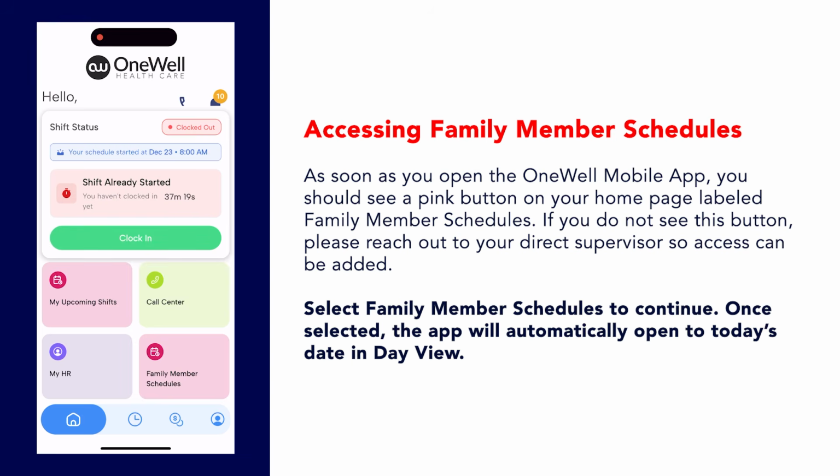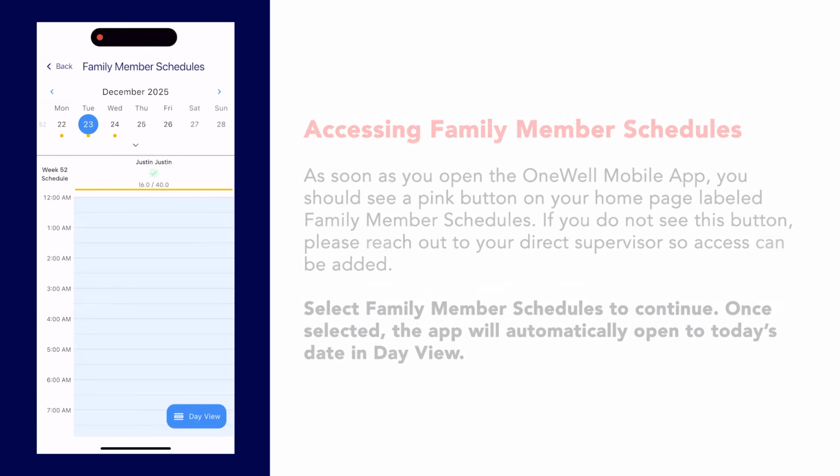Accessing Family Member Schedules. As soon as you open the OneWell mobile app, you should see a pink button on your home page labeled Family Member Schedules. If you do not see this button, please reach out to your direct supervisor so access can be added. Select Family Member Schedules to continue. Once selected, the app will automatically open to today's date in Day View.